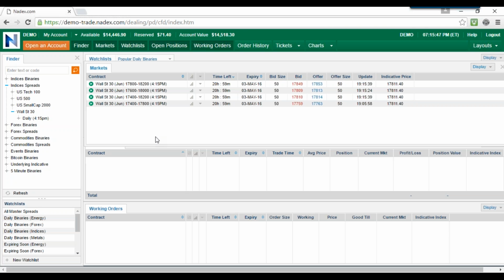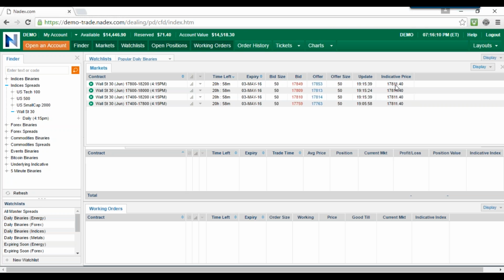Okay. Mike says, what is the settlement price again? Is it the price closed at expiration? Yes, Mike, exactly. Right here, you see this indicative price when you're looking at the Nadex exchange. See right here, indicative price. Okay? That indicative price is the current market price. All right? That's the Nadex indicative price.